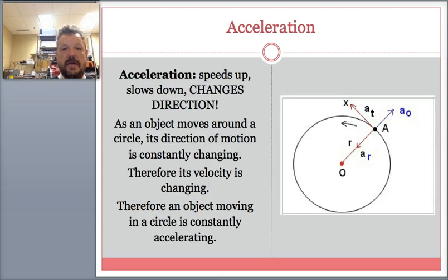Acceleration is speeding up, slowing down, or changing direction. As an object moves around a circle, its direction of motion is constantly changing. Therefore, its velocity is changing. Therefore, an object moving in a circle is constantly accelerating.